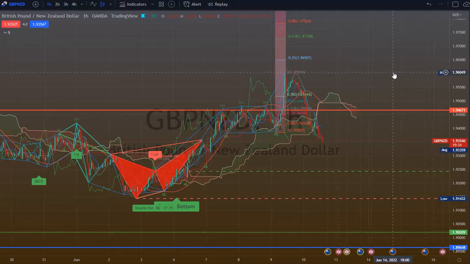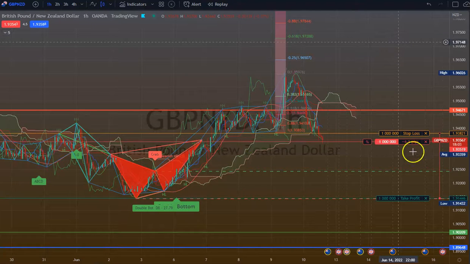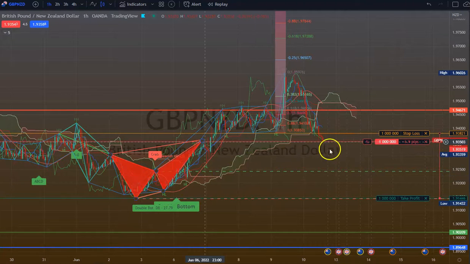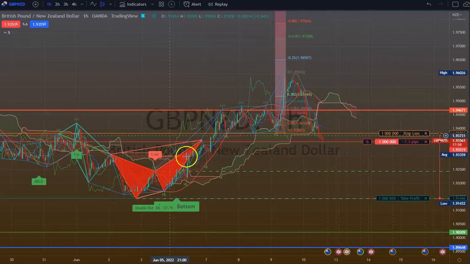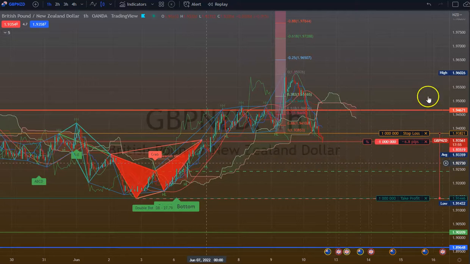So USDCAD. So I can get some stats on that. Crab pattern has taken over. So we're in that one. And that's the stop. It's perfect. Why is it not moving?